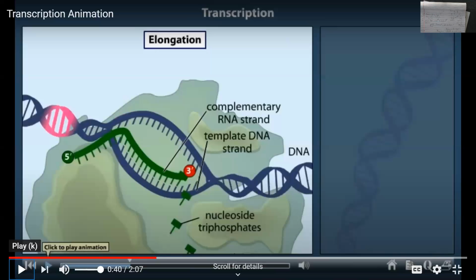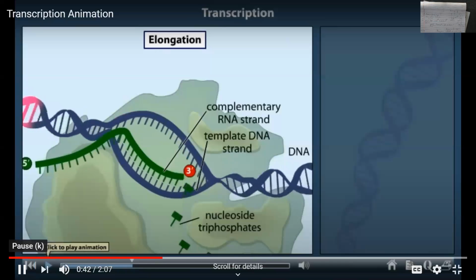Then I guess the third thing is only one strand is being used, right? Whereas in DNA replication, we had it going in both directions on both sides. Here, you only have one. So what we'll see is there's always a template strand, the sense strand, and then there's the non-template, or nonsense, anti-sense strand. Okay.